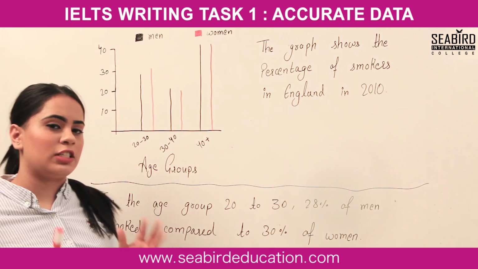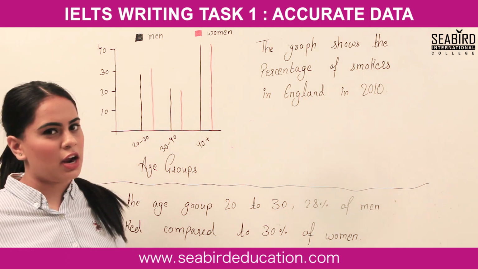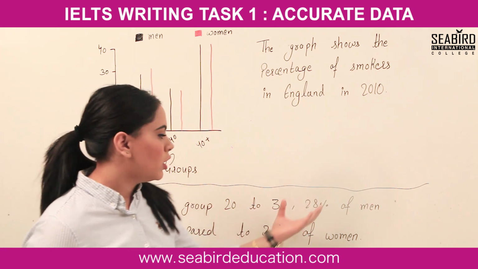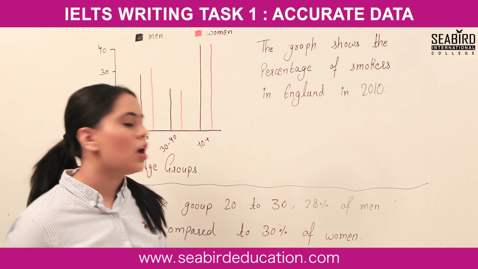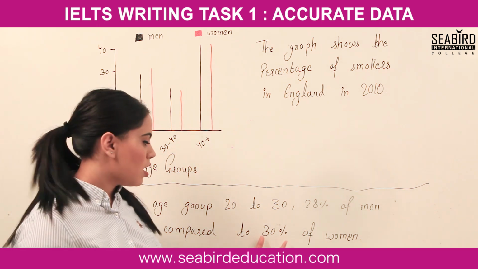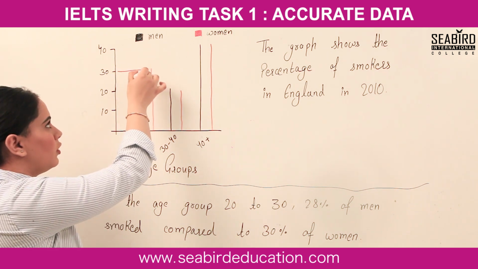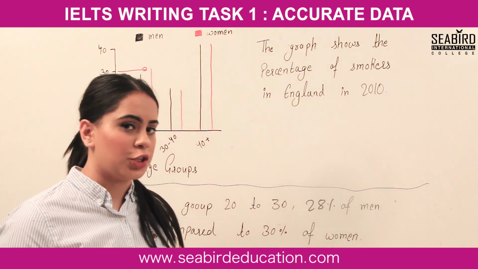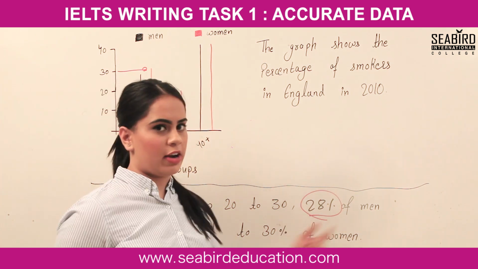Now if you were to describe the graph, you can write this sentence, but there is an error in this sentence. In the age group 20 to 30, 28% of men smoked compared to 30% of women. Now we are sure about 30% of the people being women because you can clearly see it right there. However, we cannot say for sure that 28% of men smoke. So this is the error right here.